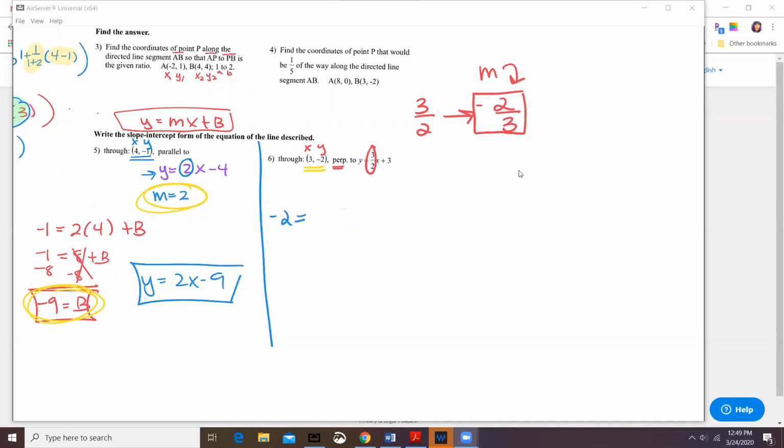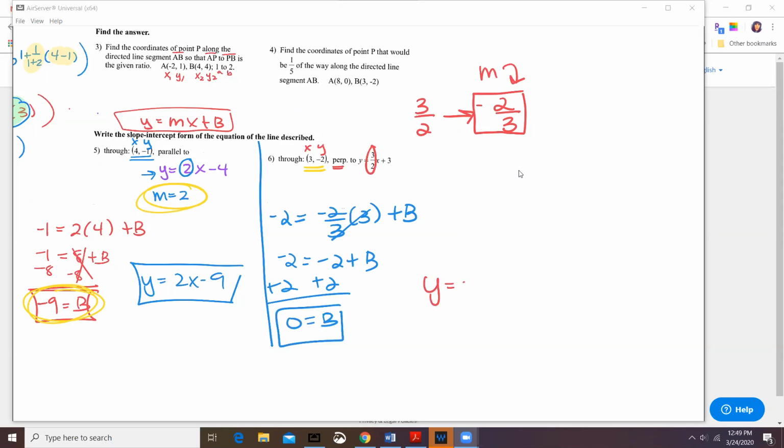So y equals mx plus b. So -2 equals -2 plus b, add 2, 0 equals b. So when you put this together, you would have y equals -2/3 x plus 0, which is just simply -2/3 x.